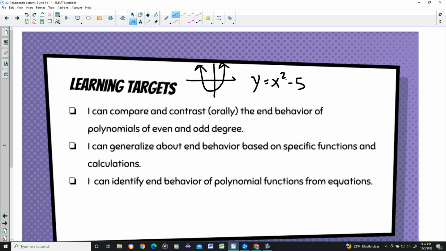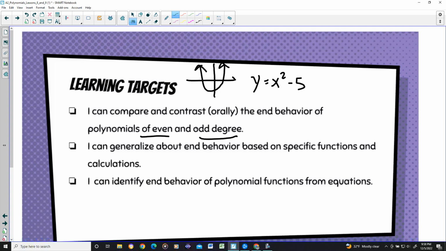which is why the function goes up and up and up. So this is going to be a generalization unit for this sort of behavior and how it works for all functions, not just quadratics. In particular, one of the major things that we're going to look at is the idea of an even degree and an odd degree.